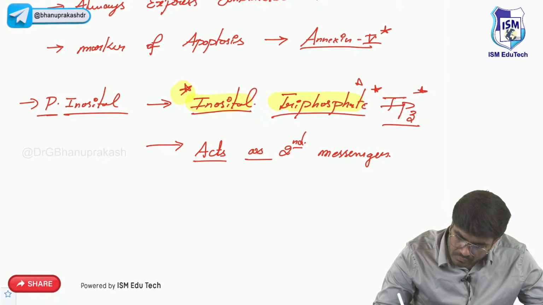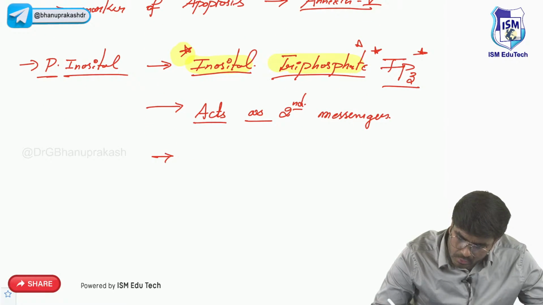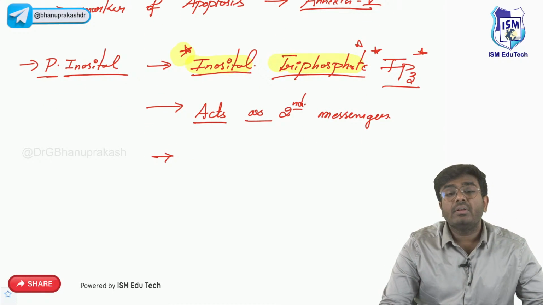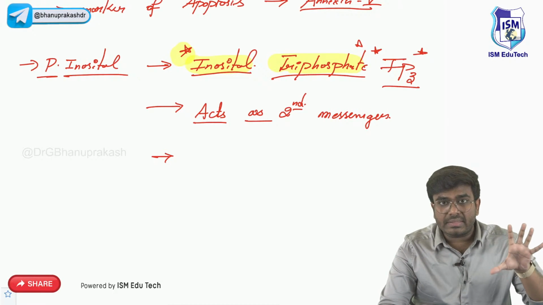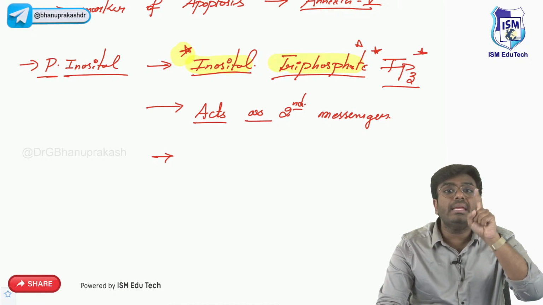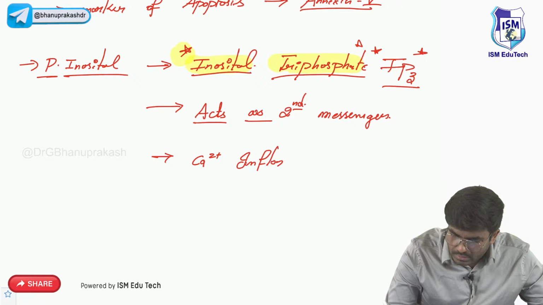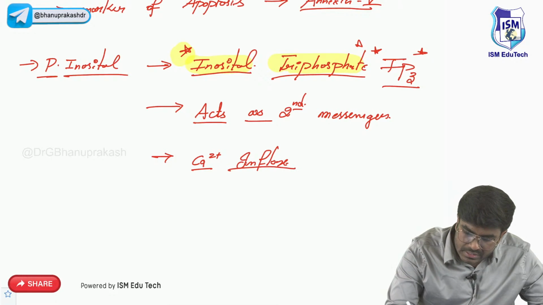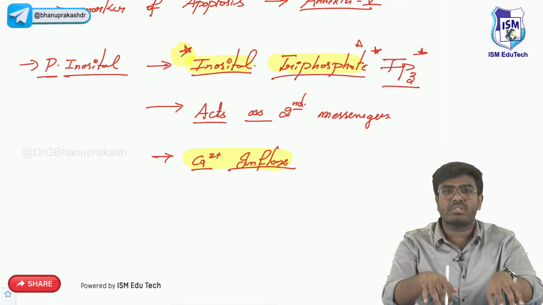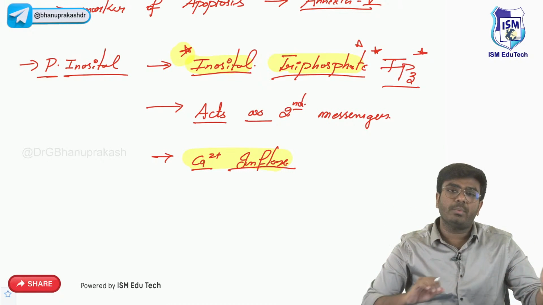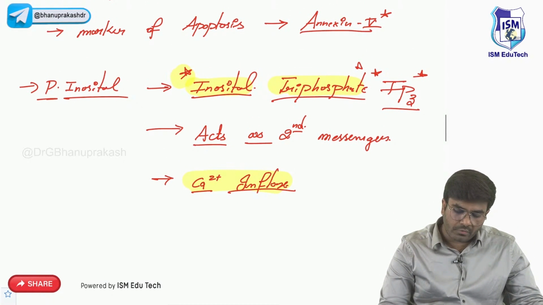This inositol triphosphate acts as a secondary messenger, and whenever you increase inositol triphosphate levels in the cell, IP3 increases the influx of calcium into the cell, calcium influx. So it increases the calcium influx into the cell. It brings more and more calcium into the cell. These are the 3 important points which I want you to know.